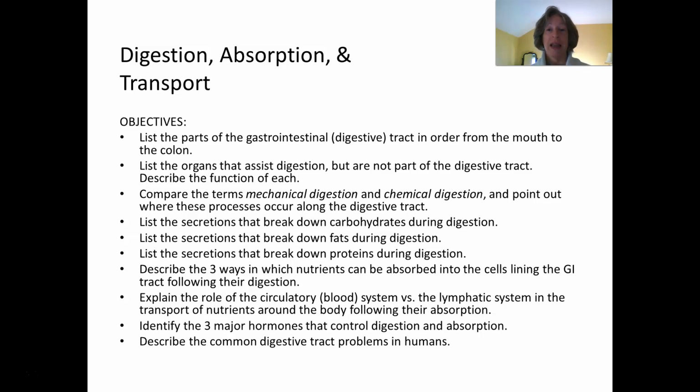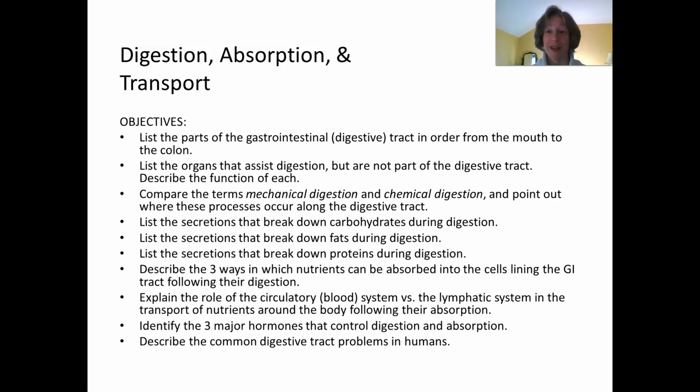then and only then can they get transported or absorbed into our body. And there are three major ways in which those nutrients will get absorbed across the cells lining our small intestine. So what are those three ways? Remember, simple diffusion, facilitated diffusion or facilitated transport, and active transport or active diffusion. So what's different about those three ways?